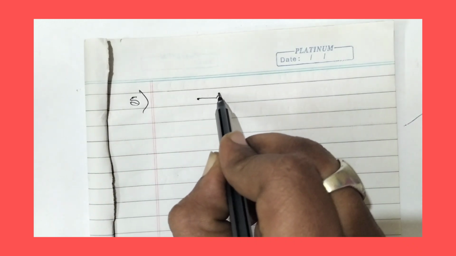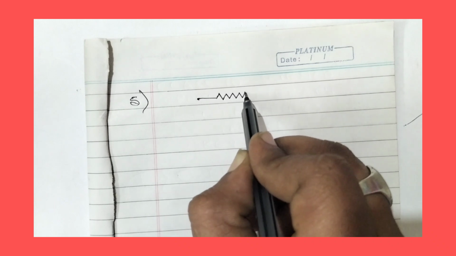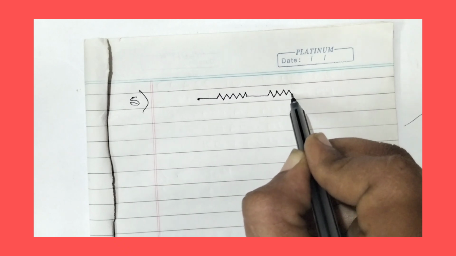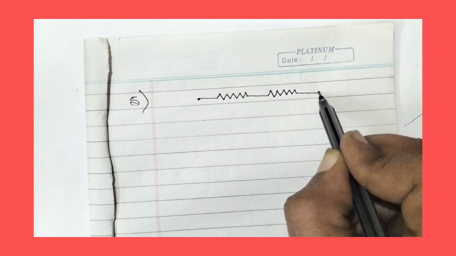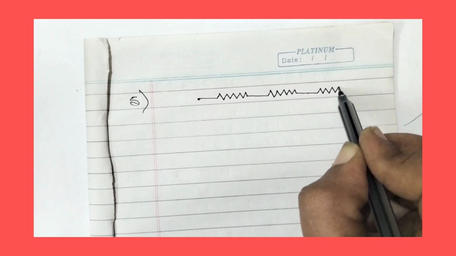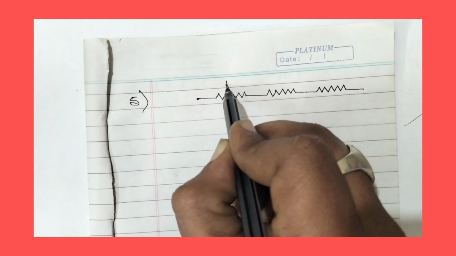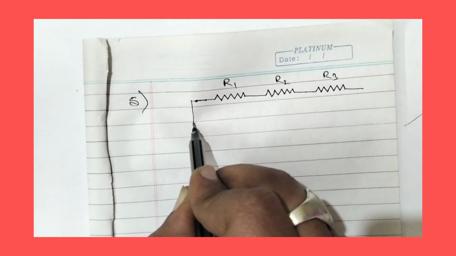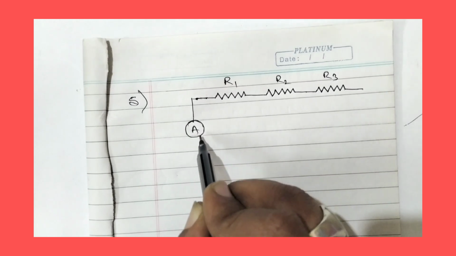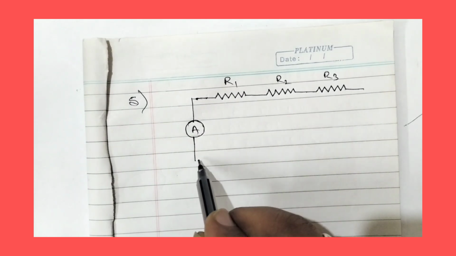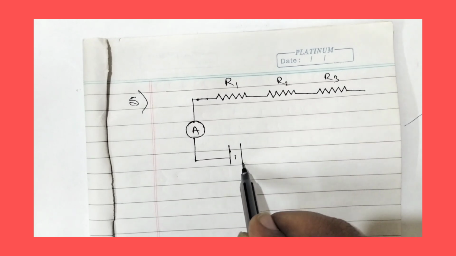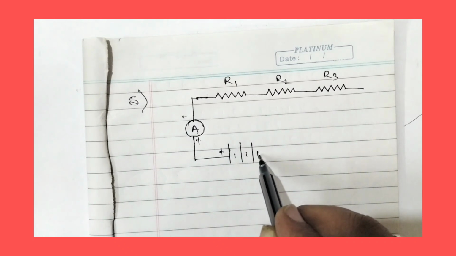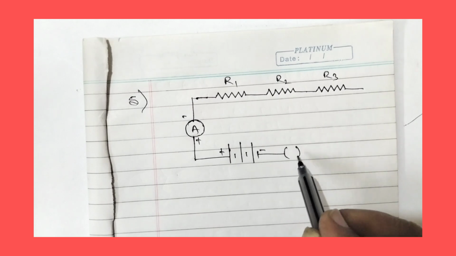So this is R1, this is R2 and this is R3. R1, R2, R3. All the three are connected in series. This is the ammeter. This is the battery, positive terminal. The ammeter is connected in series. And this is the plug key.